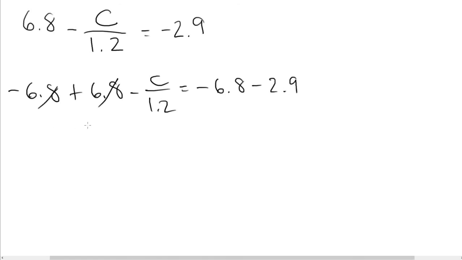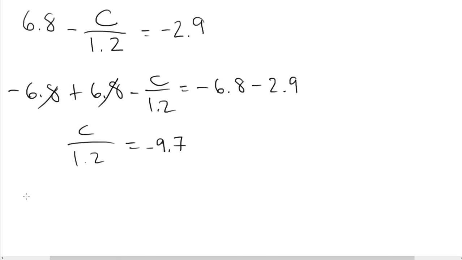These cancel here. I have c over 1.2 equals, these are same signs, so I add 6 plus 2 is 8. 8 plus 9, 17, carry my 1, so that's going to be 9.7. Yeah, that's 9.7. We bring down the sign, which is negative. Okay, so we get c by itself.